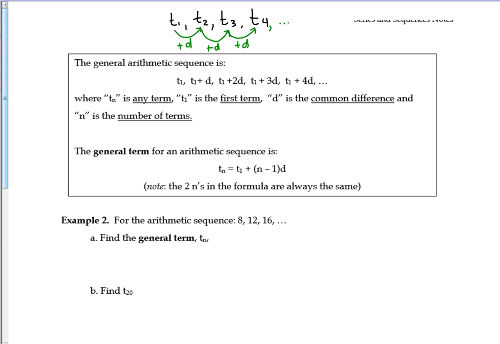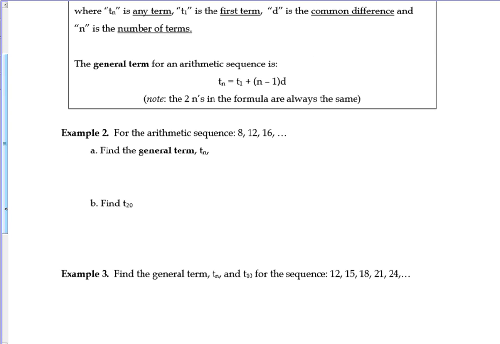Your t of n, any term, is equal to the first term plus n minus 1, the term number minus 1, to figure out how many times you're adding your common difference. So the fourth term, we added the common difference 3 times. So 4 minus 1. The fifth term, we're adding the common difference 4 times. 5 minus 1. So that's where the minus 1 comes from. How many times are we adding the common difference? And that's our formula we're going to use for arithmetic sequences. Okay? So when I ask you to find the general term, we're looking at the formula. This is on your formula sheet.